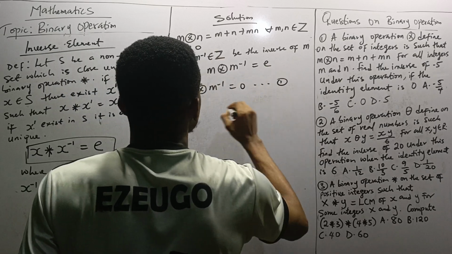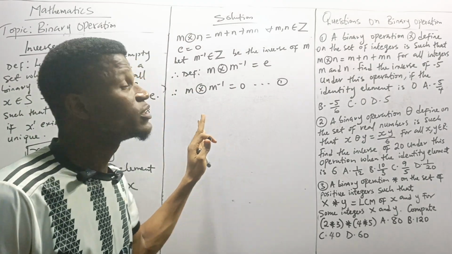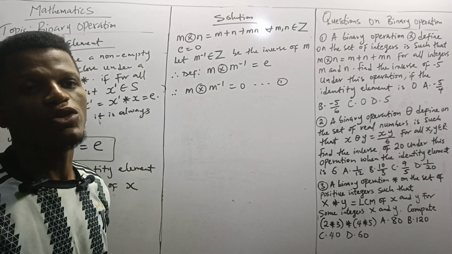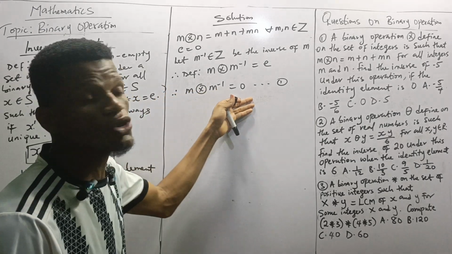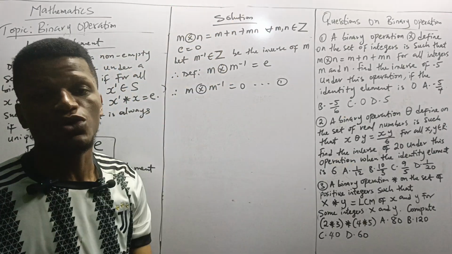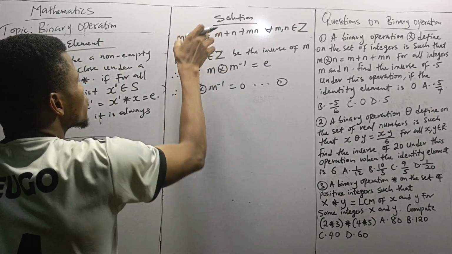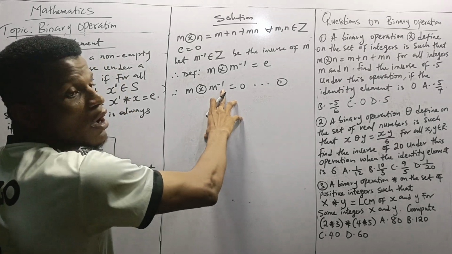So that is equation 1. Now in the identity element case, we always have two equations. Likewise in the inverse element case, we also have two equations. The first equation is from the definition of the inverse element. The second equation is the general equation. So we are going to redefine this in the general equation. Say our M remains M, but our N has changed to M raised to power minus 1.